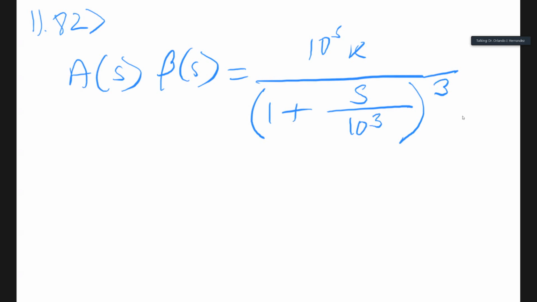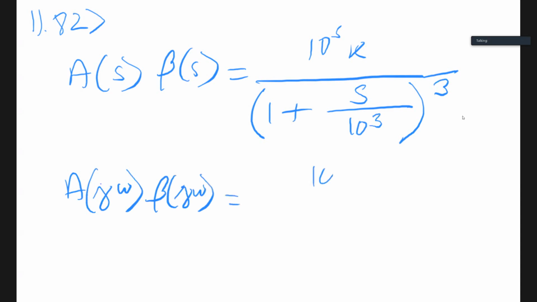Alright, so then this is just a matter of some algebra of substituting s for j omega. So now my expression looks like this.